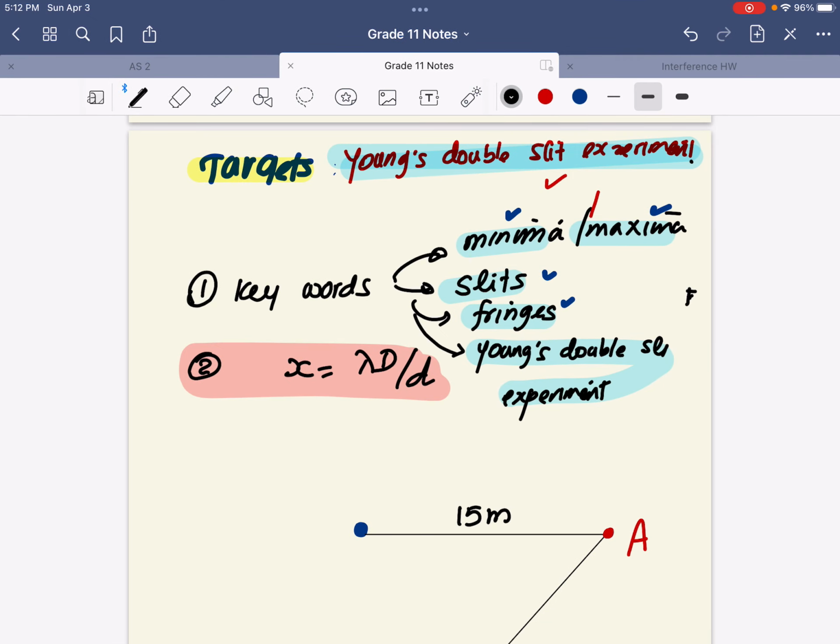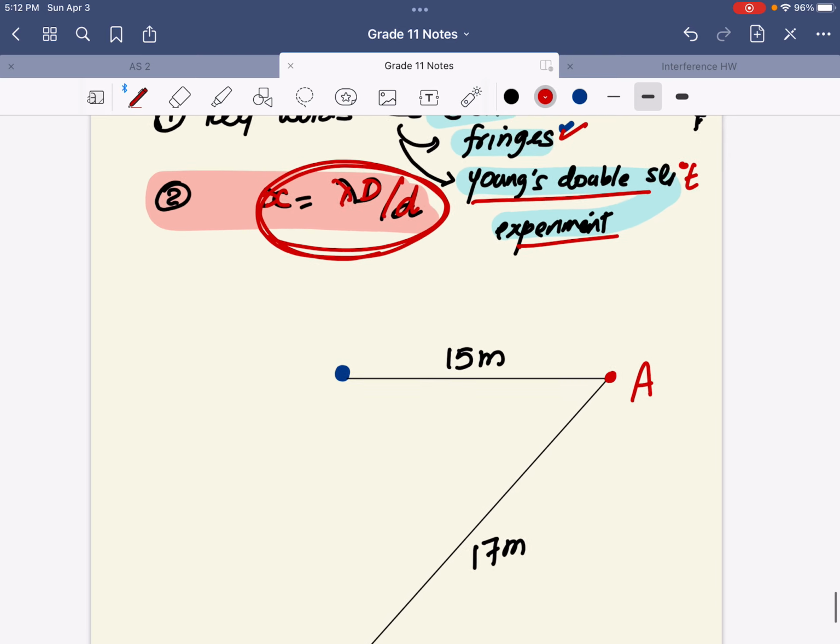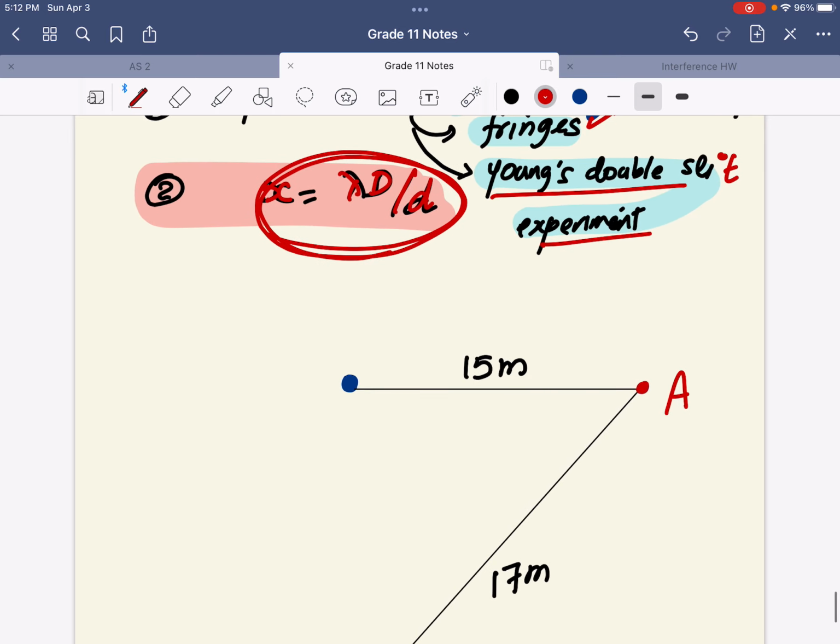Hello guys, in this short video I would like to discuss what Young's double slit experiment is. In this video we will come across words like maxima, minima, slit, fringes and the term Young's double slit experiment, as well as a very valuable equation, x equals lambda D over d. We will understand later what the relationship of this knowledge is to what we learned.